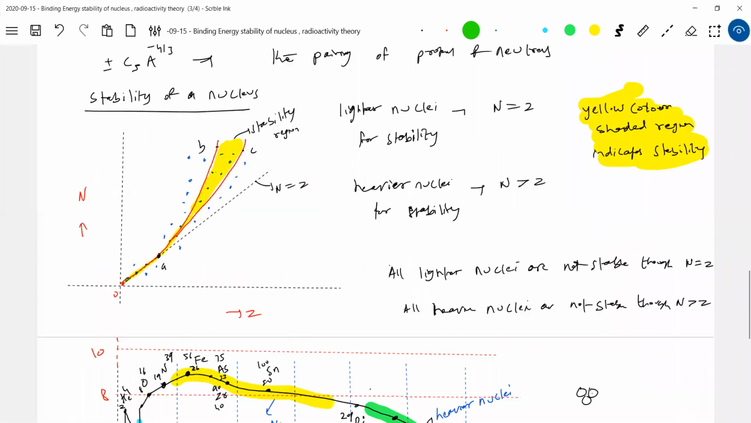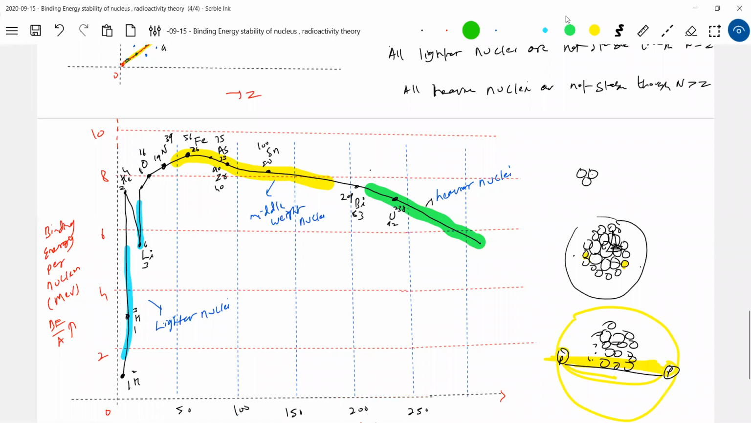So what will these heavier nuclei do to attain stability? They'll decrease their number of nucleons. How can they decrease them here? A phenomenon will occur where nucleons decrease. For that, to attain stability, the nucleus starts emitting nucleons. It starts giving out nucleons. This particular phenomenon is called radioactivity, which we are going to study here.